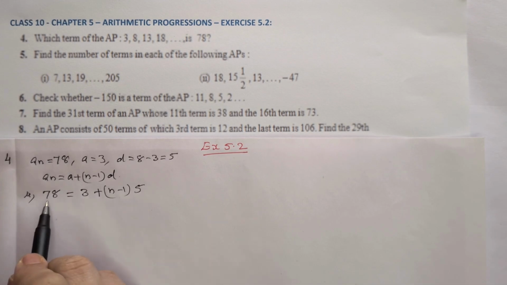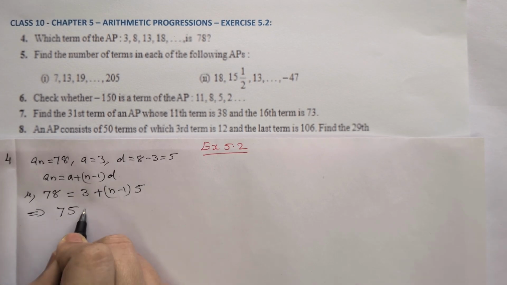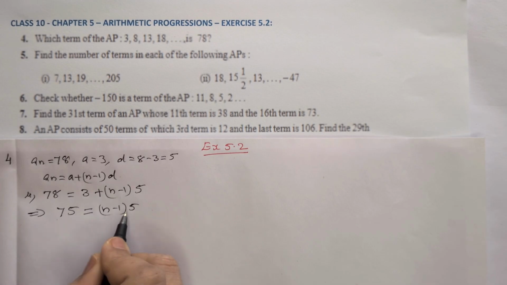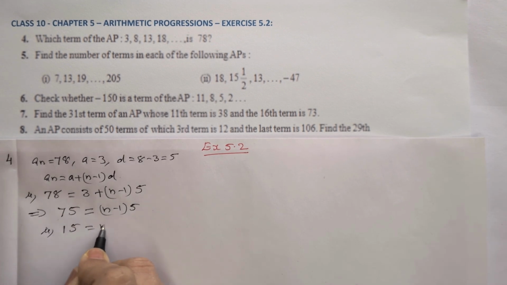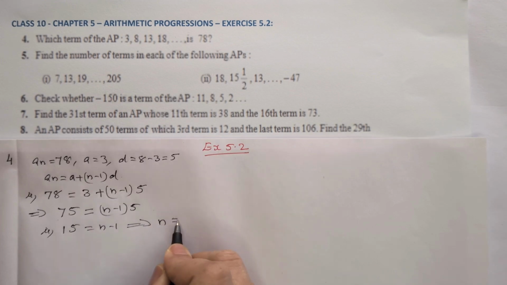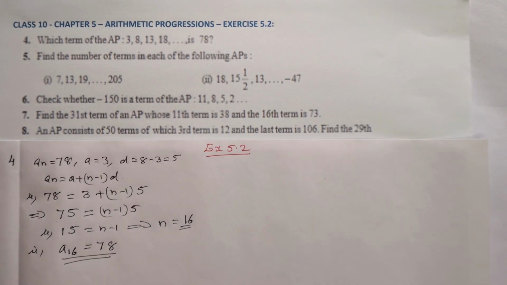Then 3, when we are moving to the other side, which implies 78 minus 3, that is 75, is equal to n minus 1 into 5. Then we can divide by 5. 75 by 5 we will get 15, that is equal to n minus 1, which implies n is equal to 16. So we can write, 16th term of the given AP is 78. That is A16, or 16th term of the given AP, is equal to 78.